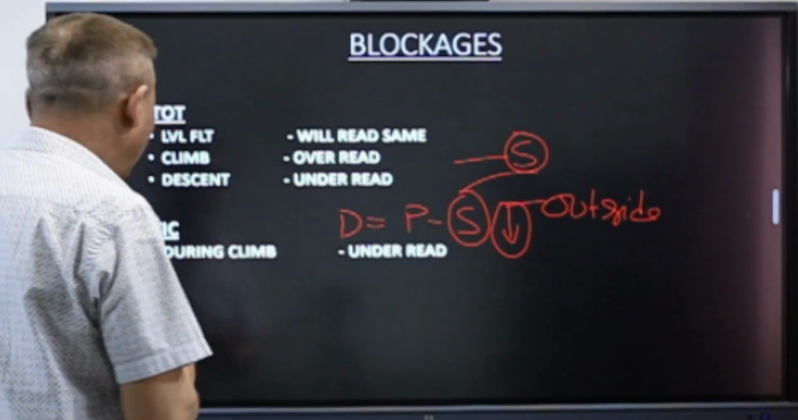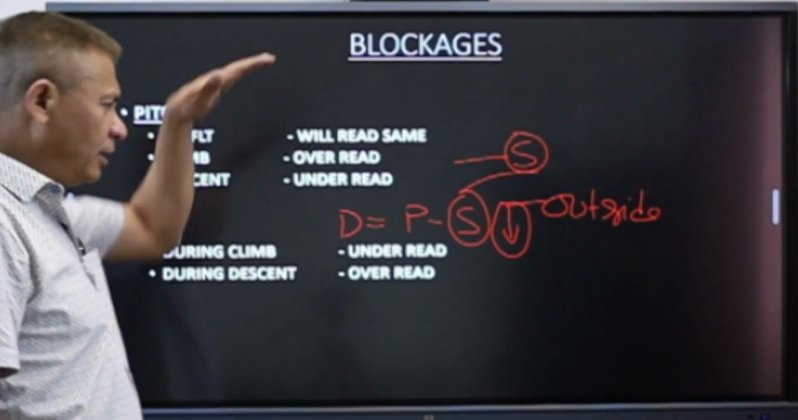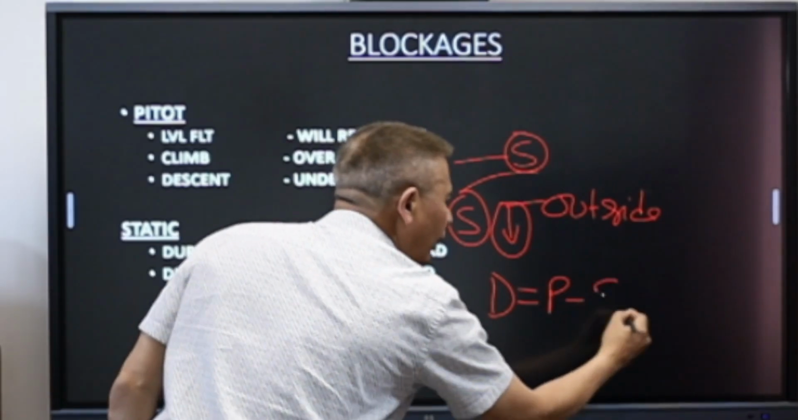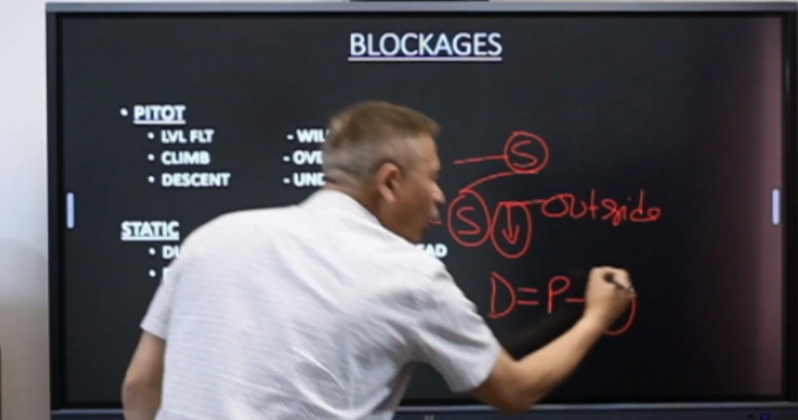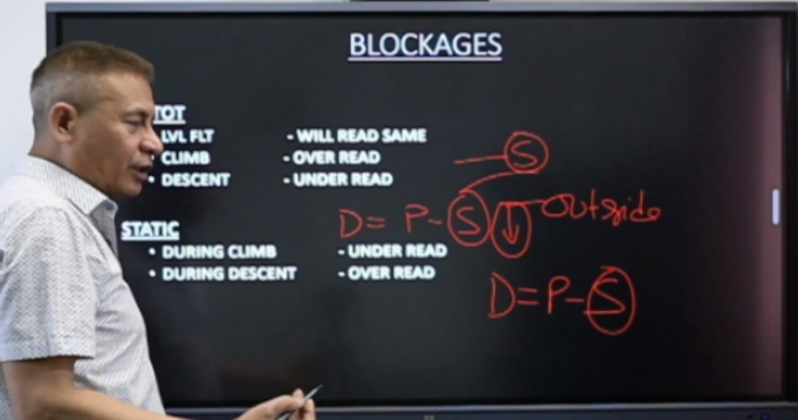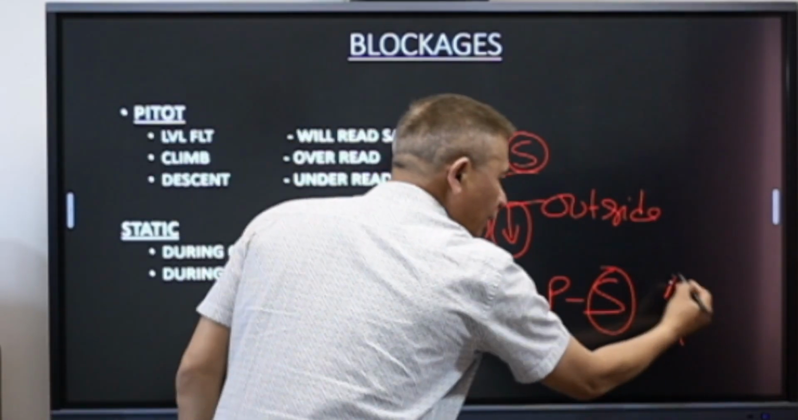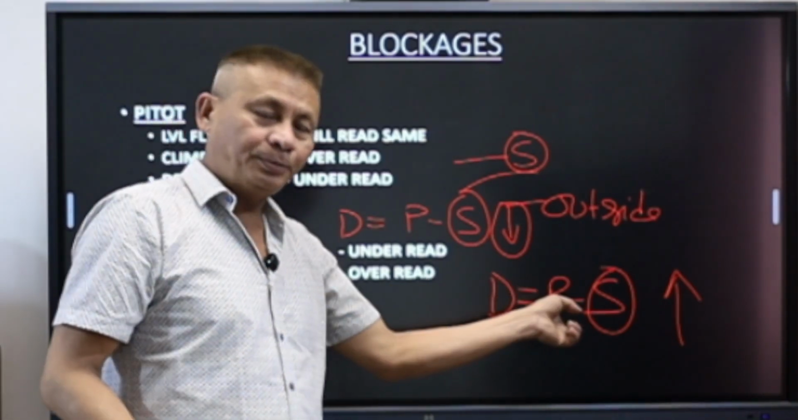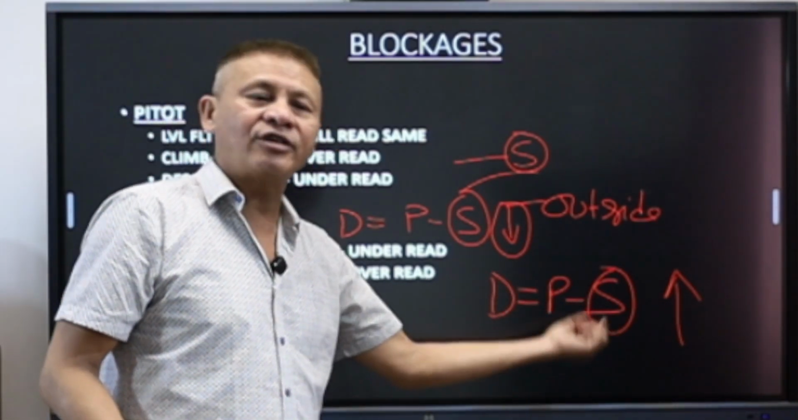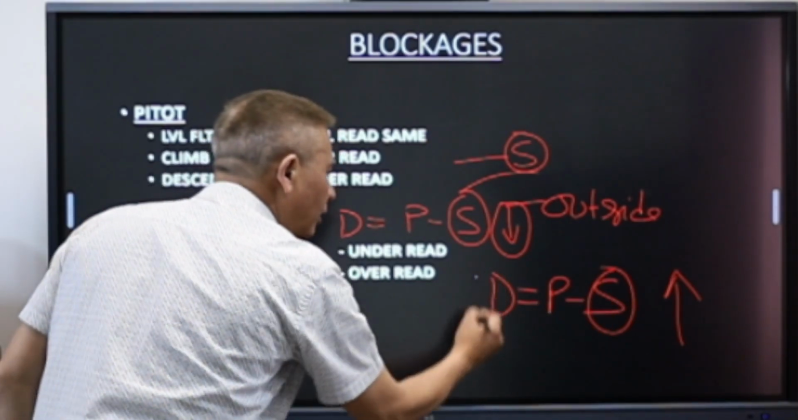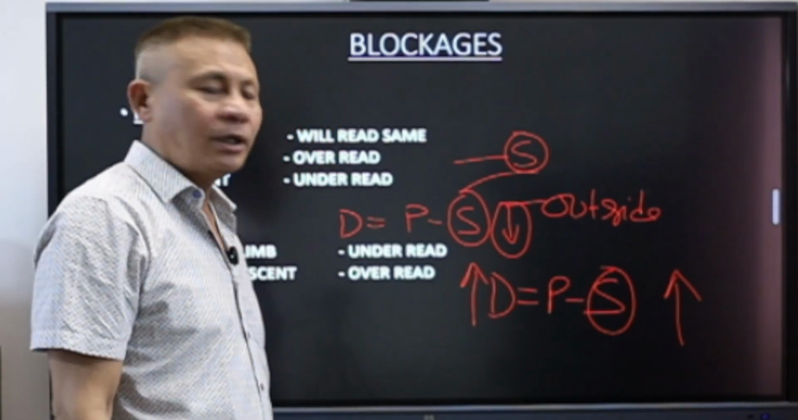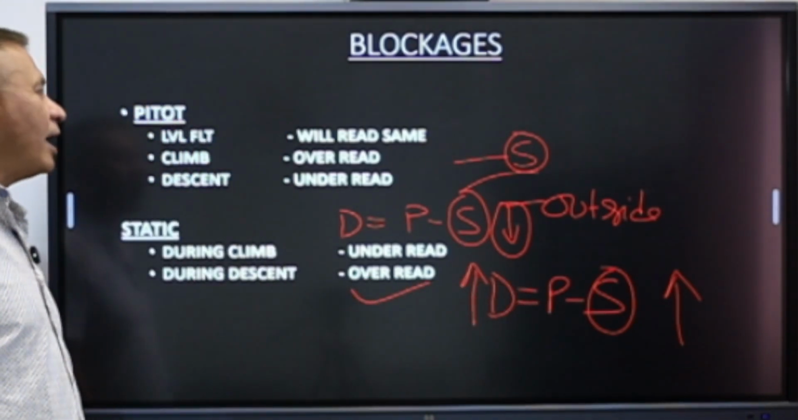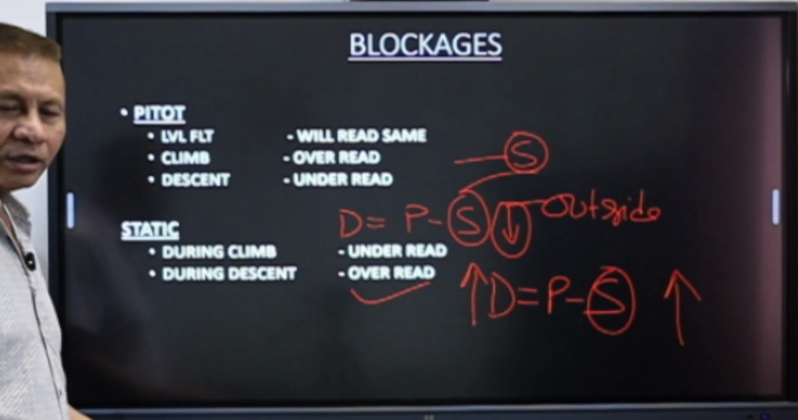The opposite happened during the descent. During the descent, what is the same formula? Dynamic is equal to Pitot minus static. This static is now blocked. As you descend down, the static pressure is supposed to increase and a higher amount of static pressure is to be subtracted from Pitot pressure, but however you are subtracting a lesser amount of static. So therefore, the dynamic pressure which is there is going to be indicating higher. So during the descent, the ASI will overread in case the static is blocked.